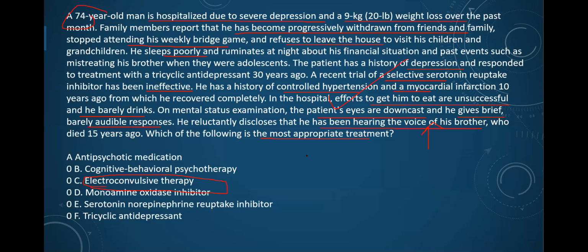So that was mainly our today's session on depression and on psychiatry, mainly schizophrenia and bipolar disorder. I hope this class was helpful for you guys.